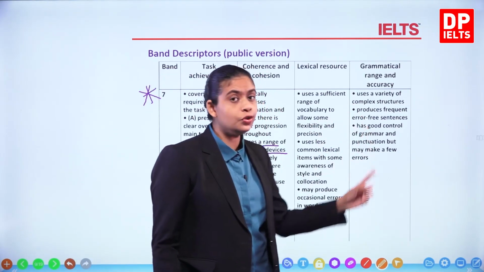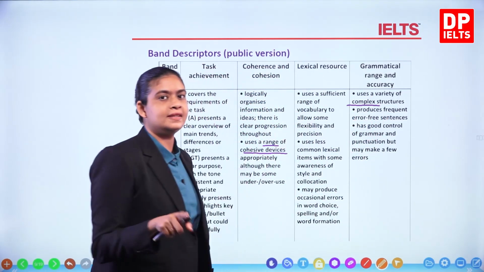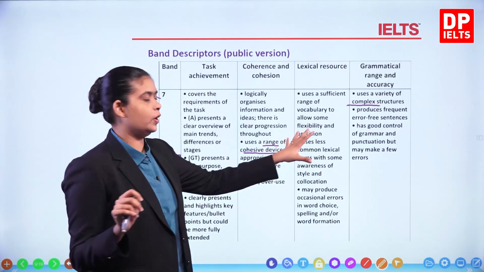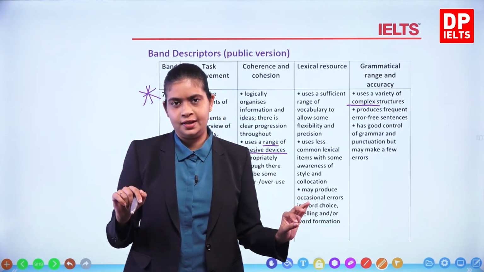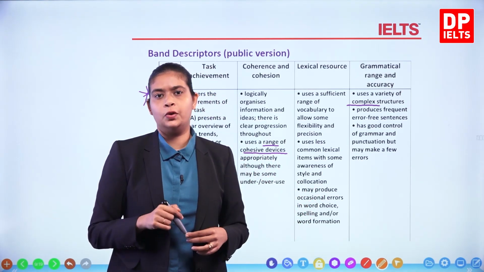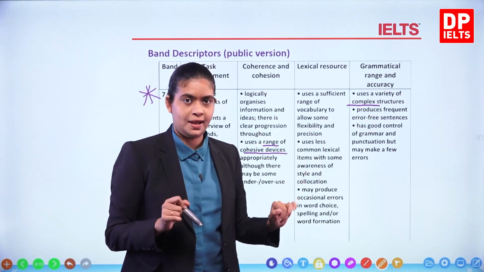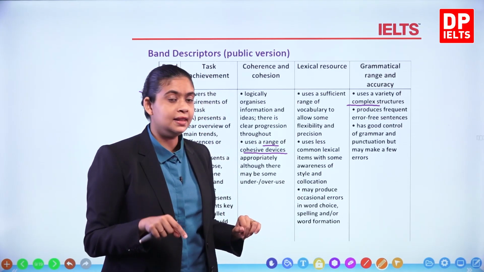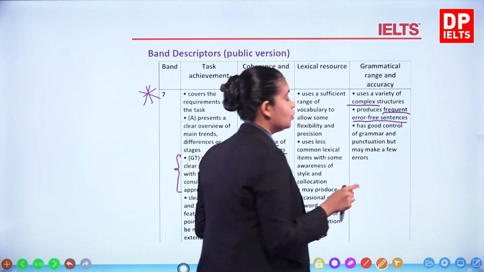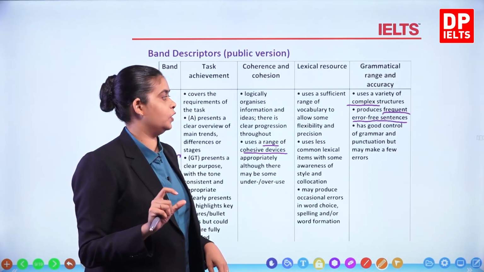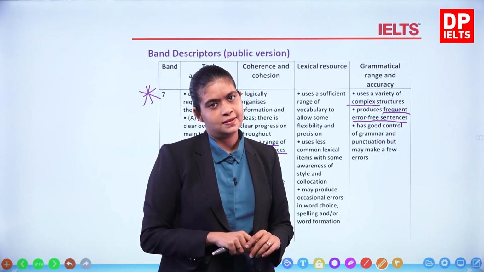Grammatical range: you use a variety of complex sentences. This is why I taught you what complex sentence structures are before we got to this part, okay? Because some of you might not have gone through the beginner level. That's why I quickly gave you an insight. So here you use a variety of complex sentences, and these are frequently error-free. You have good control over your sentences and punctuation, but you could make a few errors, okay?